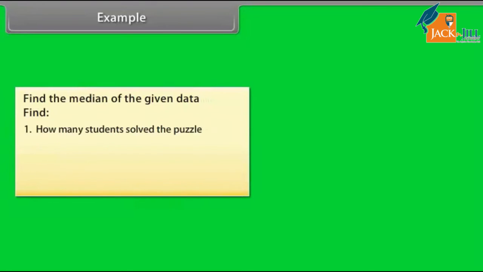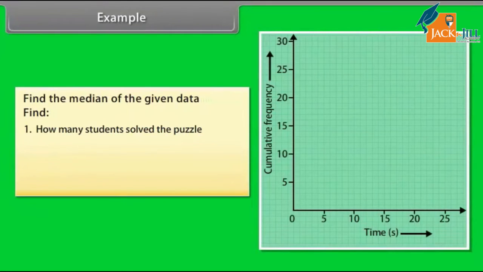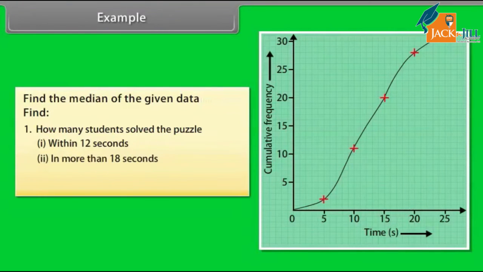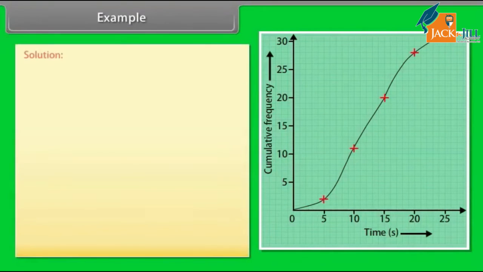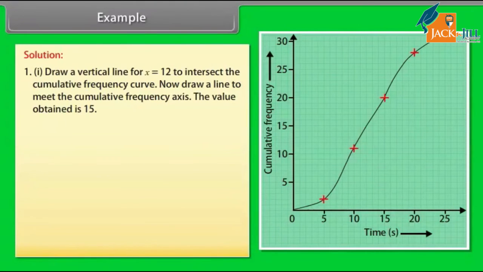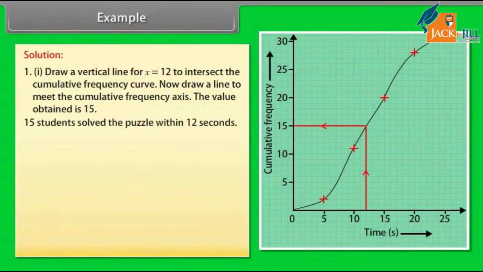Find 1. How many students solved the puzzle within 12 seconds, and in more than 18 seconds? 2. The time by which 28 students had solved the puzzle. Solution. 1. Draw a vertical line for x as 12 to intersect the cumulative frequency curve. Now draw a line to meet the cumulative frequency axis. The value obtained is 15.